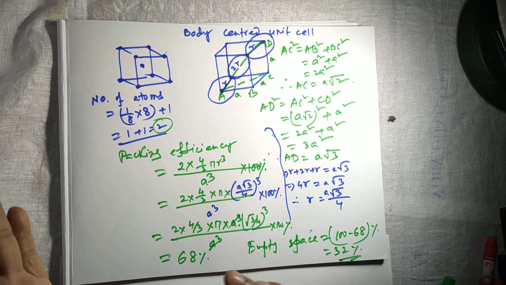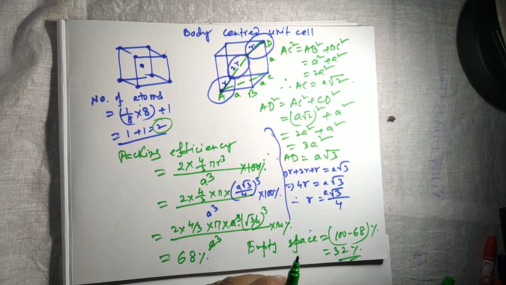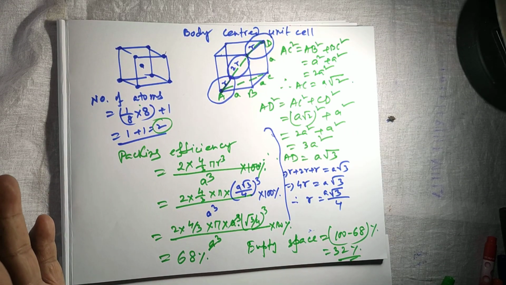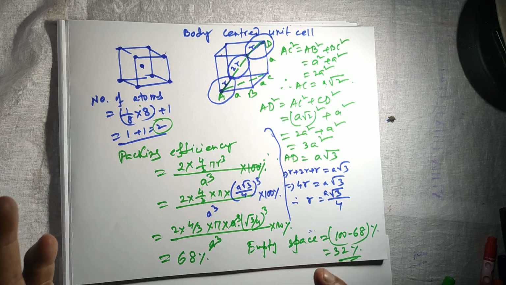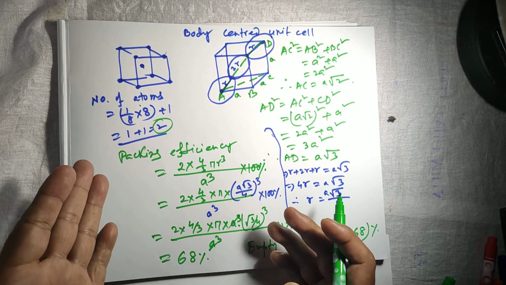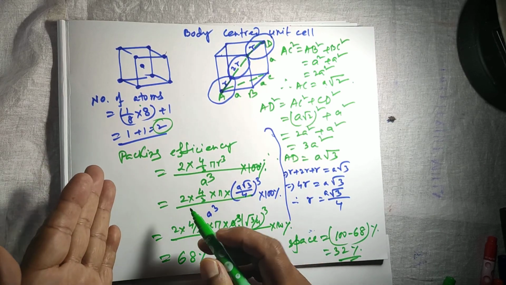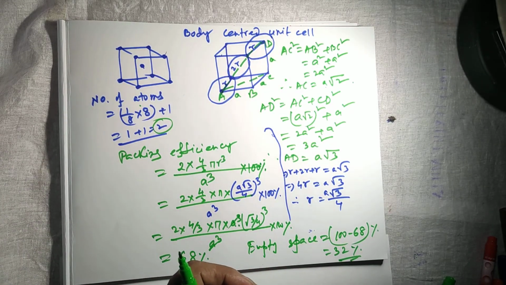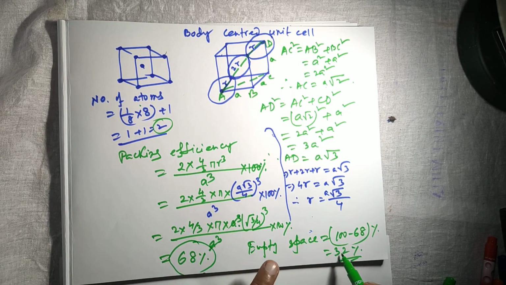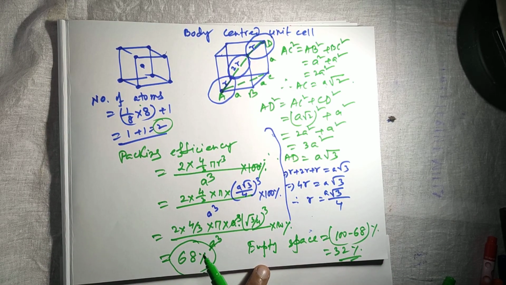So in my previous class I discussed the packing efficiency in case of face-centered unit cell and simple or primitive unit cell, and today I have discussed the packing efficiency in case of body-centered unit cell, and this is basically 68%. The empty space is 32%.